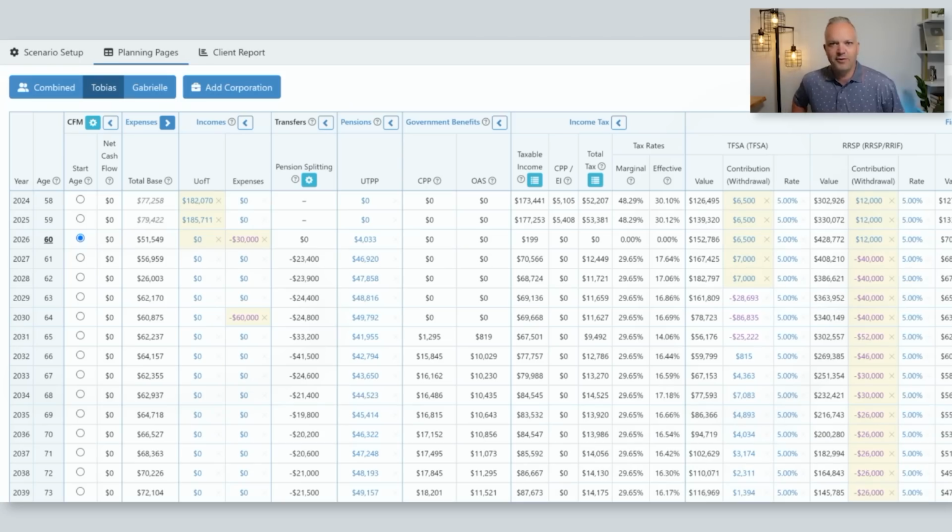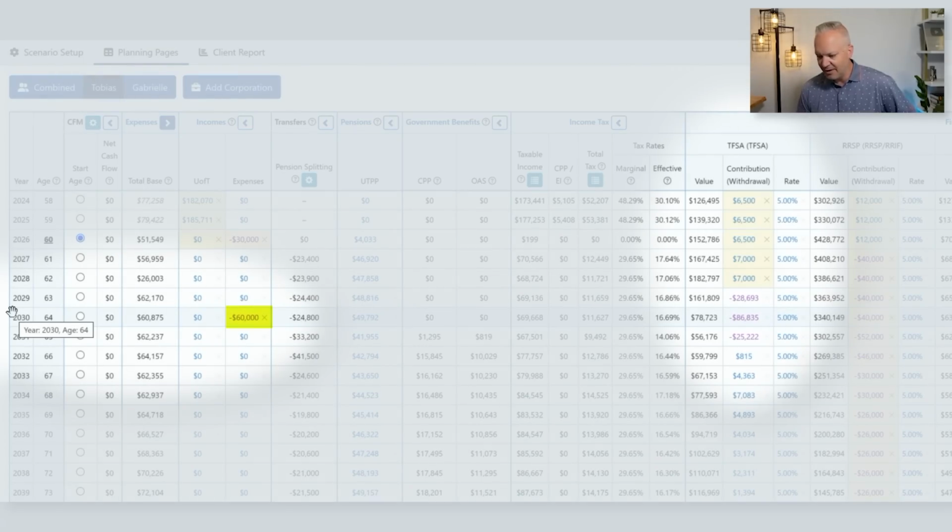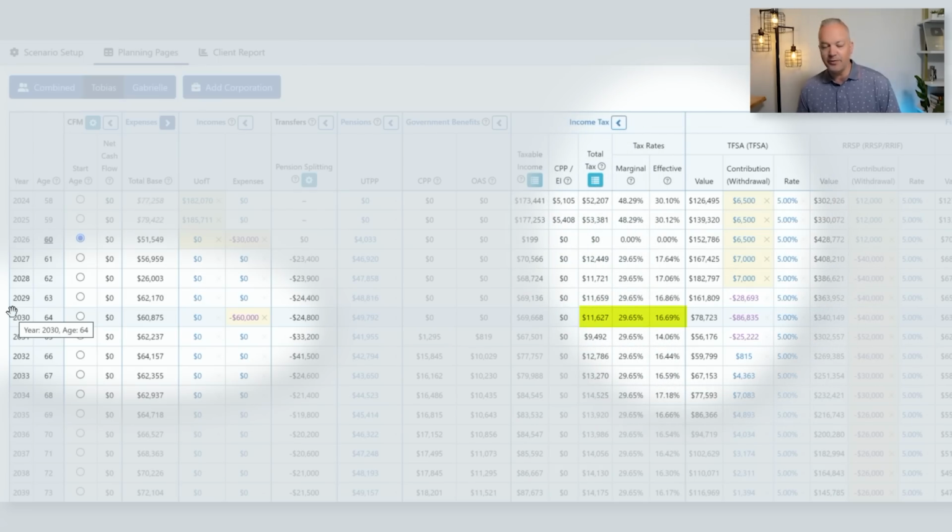Now, if you have larger one-time expenses, you also want to know where those are coming from. So you can see for Tobias, if I grab age 64, where he's got that $60,000 expense, his TFSA has $86,000 coming out of it, meaning that the bulk of that $60,000, if not all of it, is coming out of his TFSA and not driving up his tax rate. Now, one way to ensure that is if we look at his effective tax rate or average tax rate, he's floating just under 17%. And his total tax bill is $11,000, which is similar to the year before and the year after. So we've been able to provide for that one-time expense, but not drive up his taxable income, which is really important.